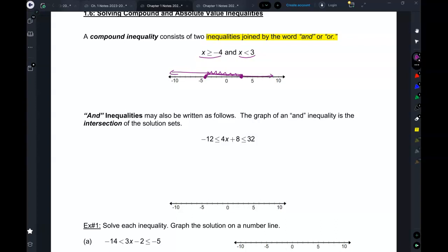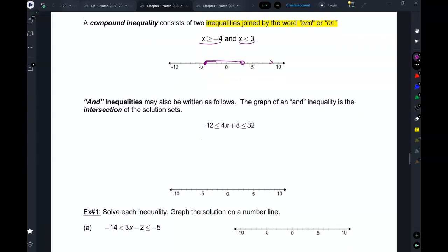Now, oh shoot, I should have made that an open circle here. But I'm actually going to show you the more efficient way of doing it. So x is greater than -4 and x is less than 3. This had to be an open circle. Sorry about that. So more efficiently, we just do the two dots and we connect them with one line. Okay? So it's less scribbling and whatever.